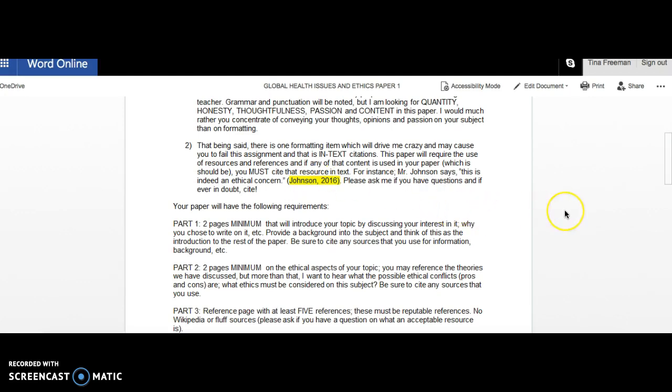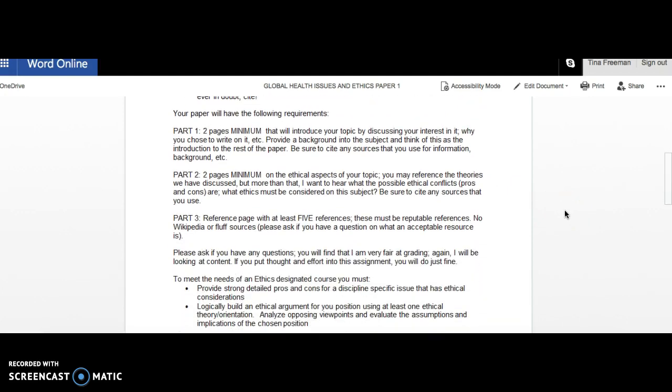So your paper will have the following requirements. Part 1 is going to be your introduction. So we want to find out what your interest in the topic is, why you chose to write on it. If you have a strong opinion on it, go ahead and state that and why you have that opinion. I'd like this to be at least 2 pages minimum. There are no penalties for exceeding that minimum, but I would like at least 2 pages on the introduction of the topic itself.